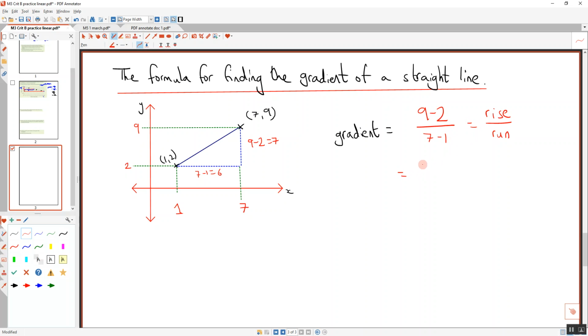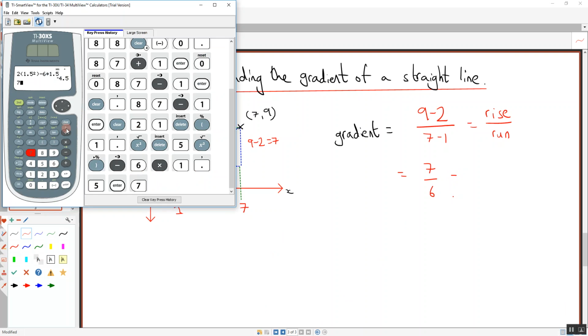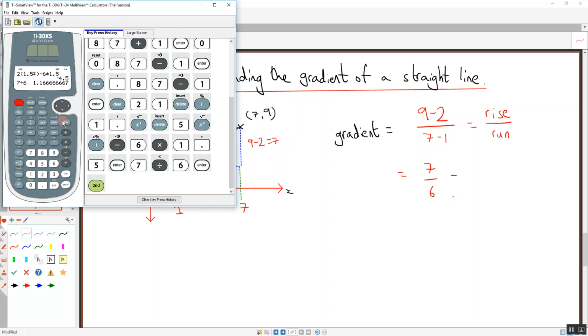So I've got 9 take away 2, which is 7. 7 take away 1 is 6, which would be my gradient. 7 divided by 6. So we can put that in. And you can remember how to change this into a fraction on the calculator here. Yep, Sam? Second, and then F to D. Yeah, it's difficult to see. And again, I'll put it back into 7 over 6.